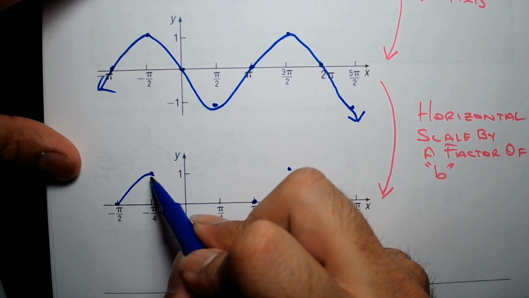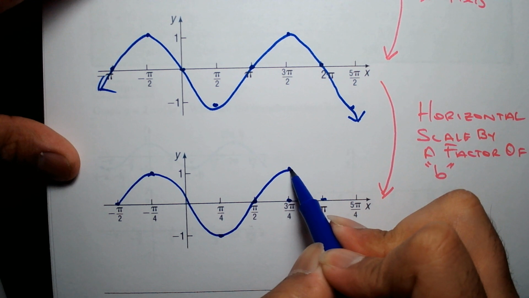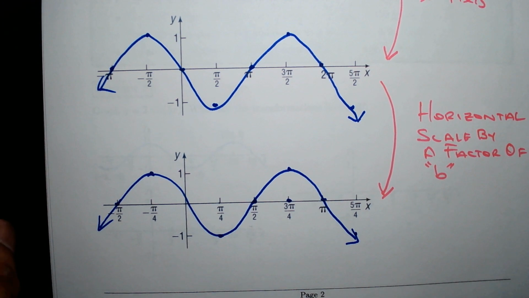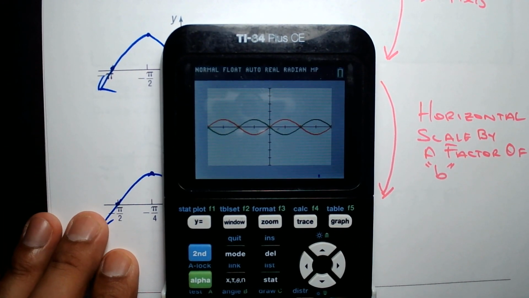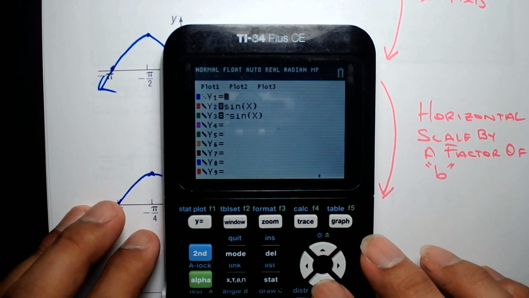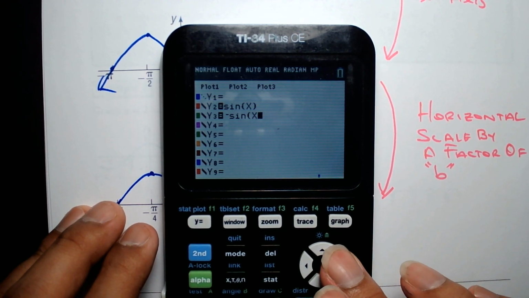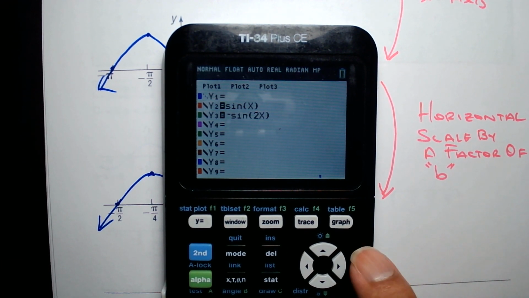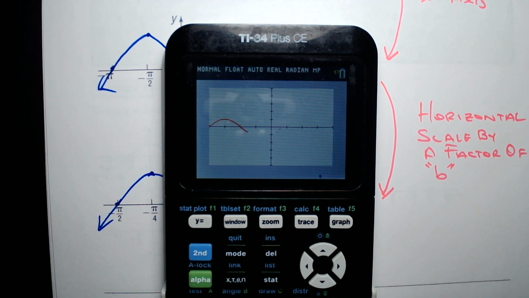So for now, let's just leave it like this, and let me show you that in the calculator. It would be better if we edit this. In this case, it's 2x. When we put them together, that's the original, and then that's the compressed. It actually does more cycles with respect to the original graph.